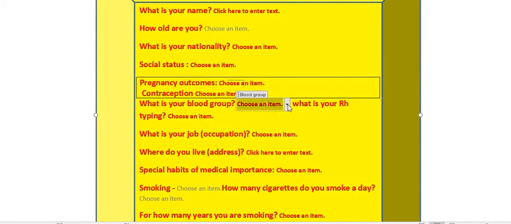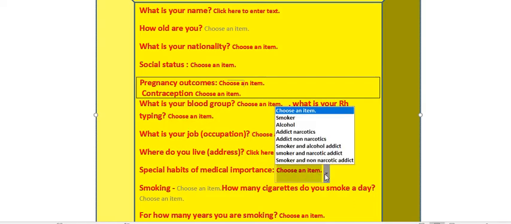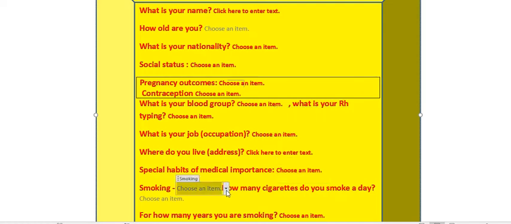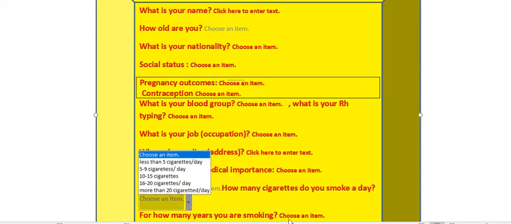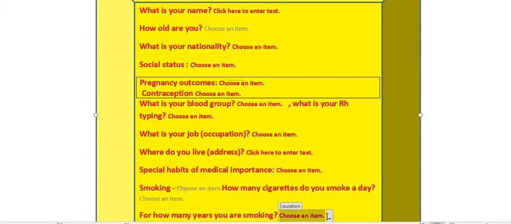What is her blood group, and what is the RH typing, what is her occupation, is she smoking, alcohol intake, addiction, how many cigarettes she is smoking per day, and for how many years she has been smoking.